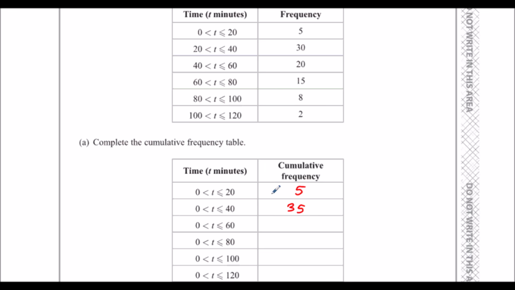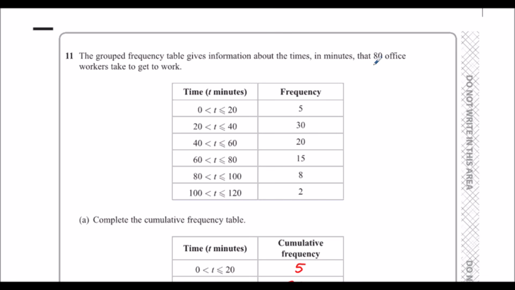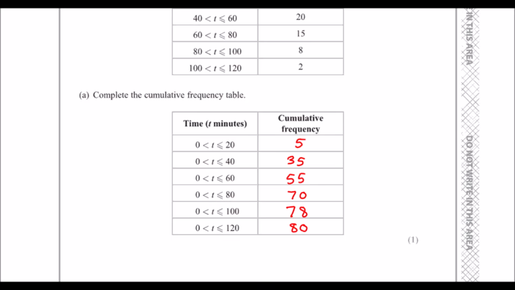And then 0 to 60, again we add on the next one. So adding on another 20 makes 55. 0 to 80, add on another 15, which will be 70. Up to 100, so add on 8, 78. Then add on 2 more, gets to 80. And we were told there were 80, so we've got the right number.